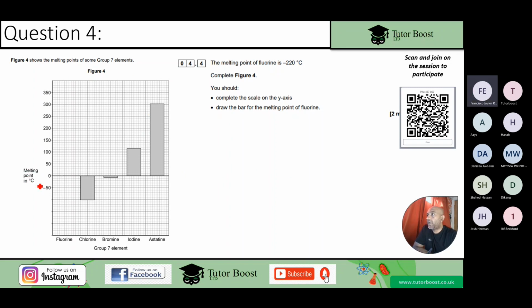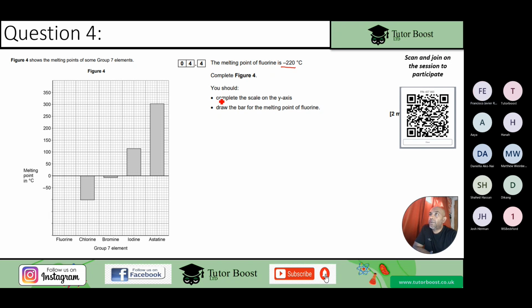You have the melting point on the y-axis that's starting at 0, and iodine is above 0. Astatine is also above 0, and you have fluorine, which appears to be either 0 or they haven't given you, and chlorine, which is below 0, and bromine is also below 0. So the melting point of fluorine is minus 220.